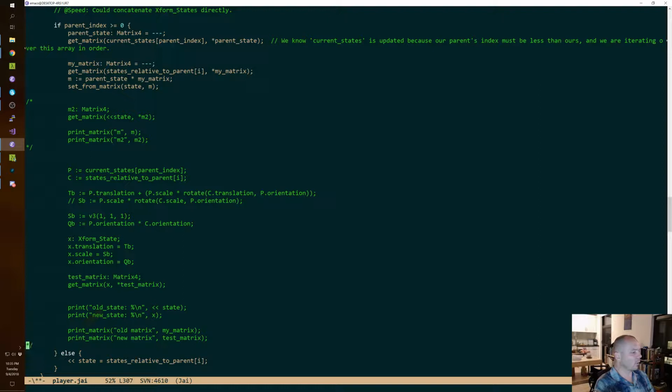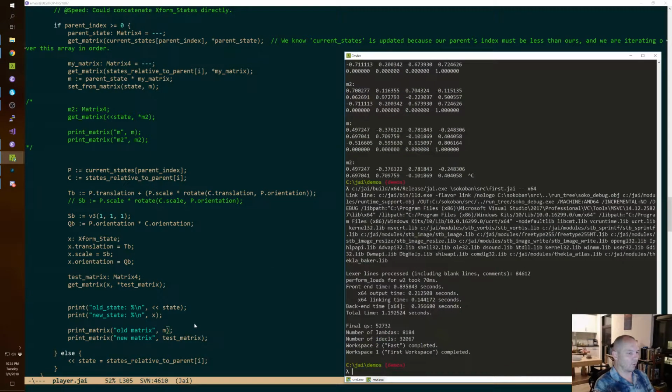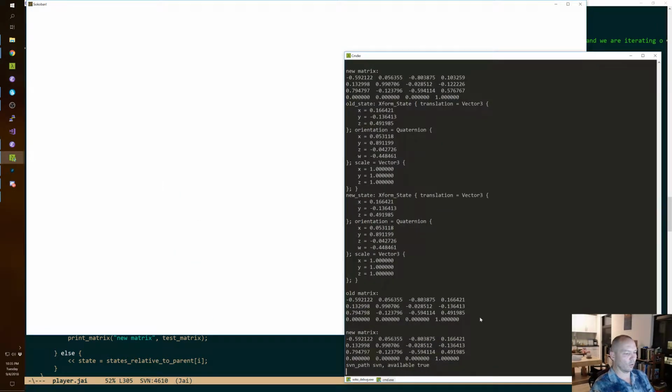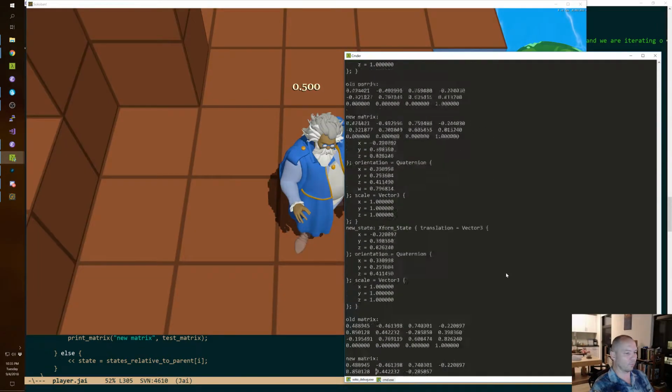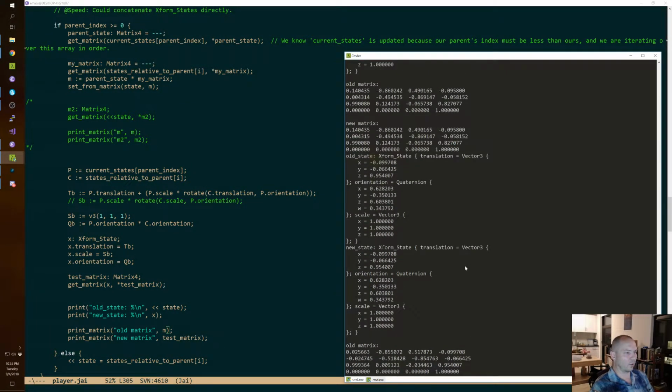So we're back here. We do all this. Old state and new state, we're printing them out. They look the same. Old matrix is my matrix, which, oh my God. We were printing the wrong thing all along. It's supposed to be M, not my matrix. I need better variable names. Okay, now they look the same.